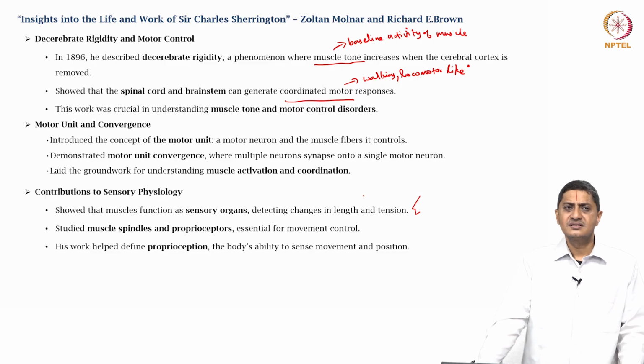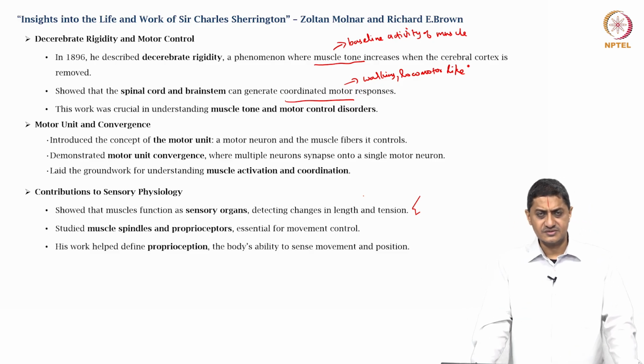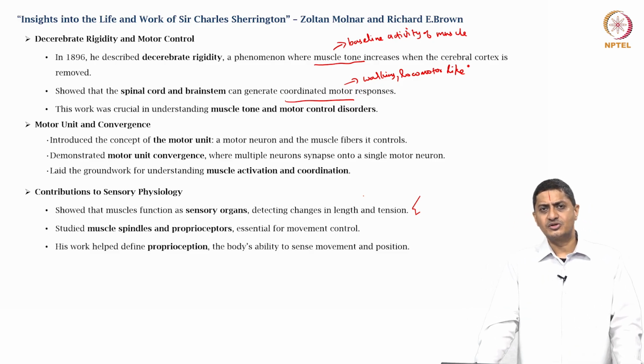This has critical implications in improving our understanding of muscle tone and motor control disorders. So, there are disorders of the neuromotor system that cause an increase in muscle tone, an abnormal increase in muscle tone. So, it improves our understanding of these problems.